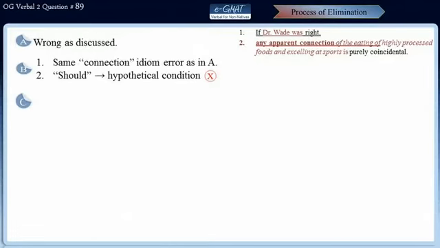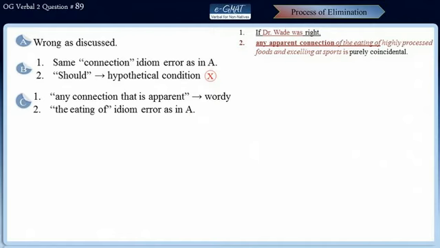Let's take a look at choice C now. Well, choice C is also incorrect firstly because it uses the phrase any connection that is apparent, which is wordier than any apparent connection. Also, this choice repeats the same eating of idiom error as in choice A. Hence, these two errors make choice C incorrect. Choice D is the correct answer because now it clearly communicates the intended meaning of the sentence using correct verb tense. Let's take a look at choice E. Well, choice E is incorrect because it repeats the same verb error as we saw in choice B.